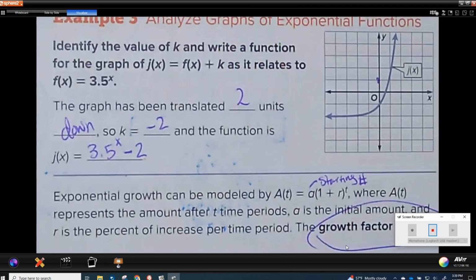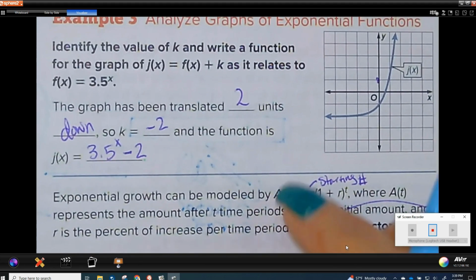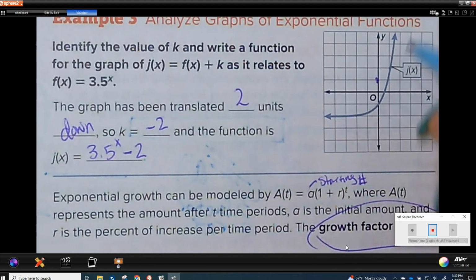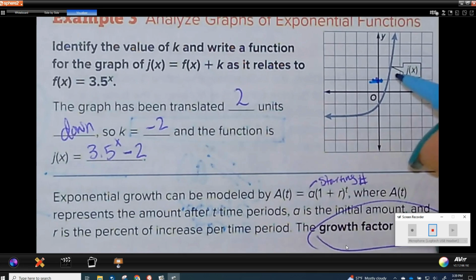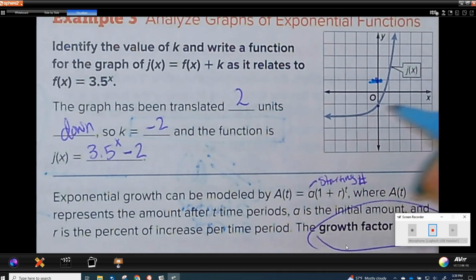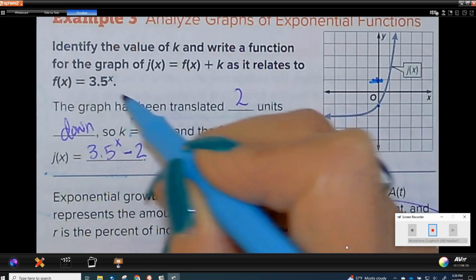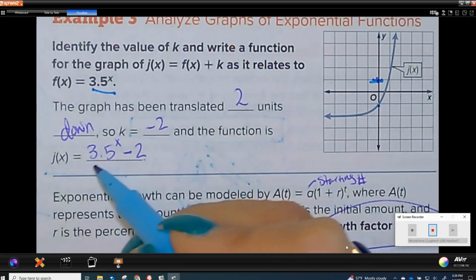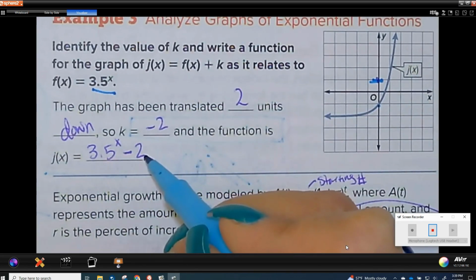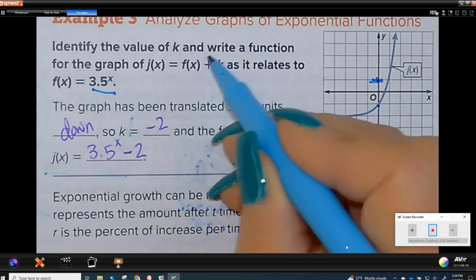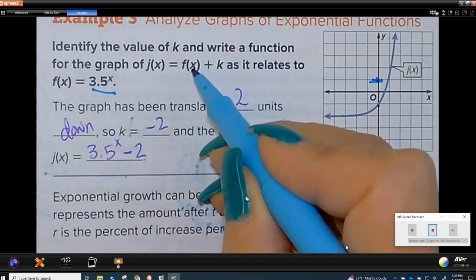Okay, this one is growth. I could tell because we read graphs left to right. Usually it goes through (0, 1), but this one is down 2. So it has gone 2 units down, so k is a negative 2. So if this is our parent, we write our parent minus 2. That's our k. K is outside the function. It's not inside over here with the function.